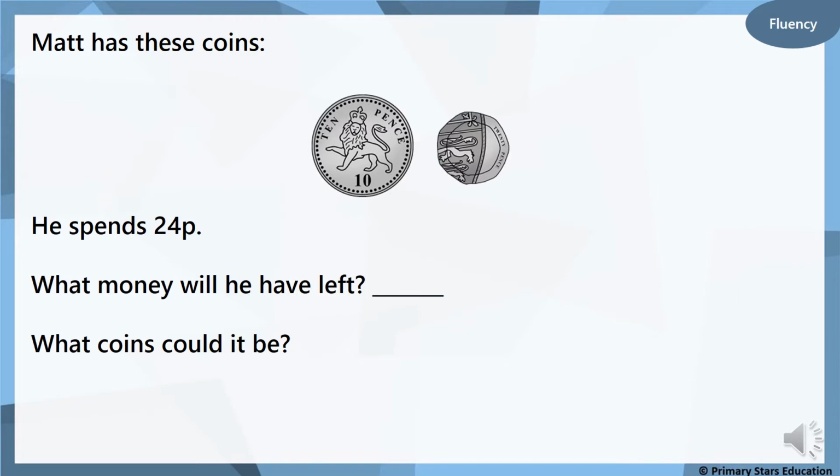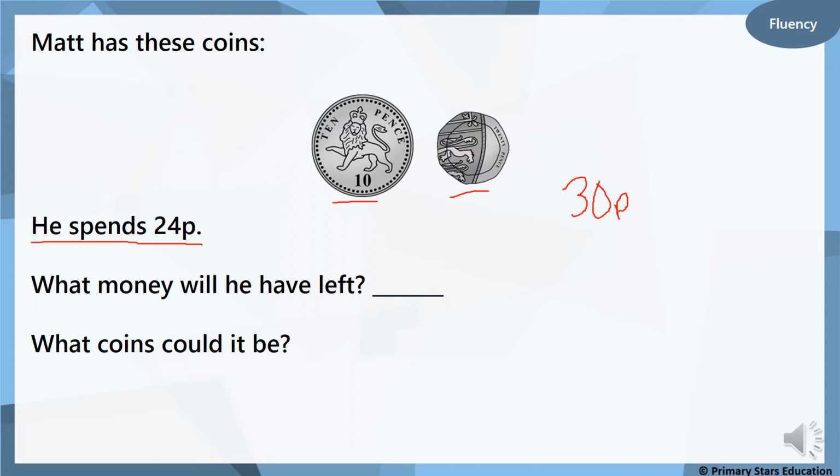So Matt has these coins. He's got a 10p and a 20p. So the total is 30p. We're going to add those together. And it says here he spends 24p. What money will he have left?